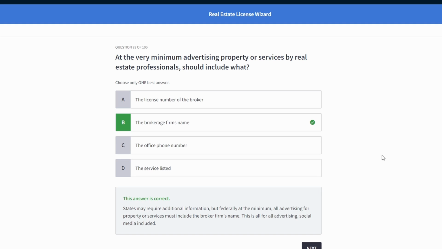In all of your state portions of the exam, they're going to ask you about these advertising rules, especially what needs to be included. And again, almost always the brokerage firm's name needs to be included. And sometimes, depending on the state, it can be a nickname. But if it is a nickname, then it needs to be registered with that state's real estate commission or real estate authority or Department of Commerce, whatever it might be. But almost always, the brokerage firm's name needs to be included.